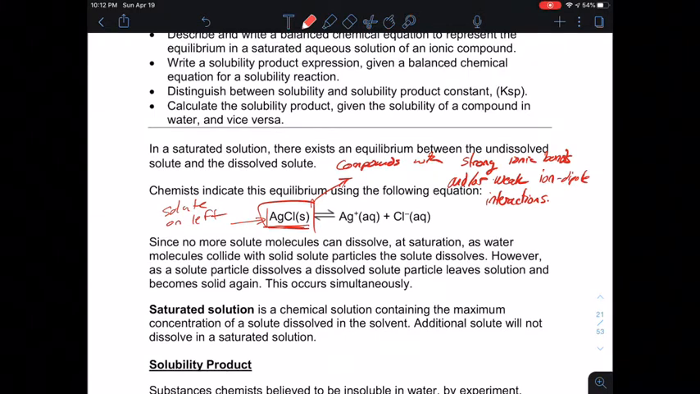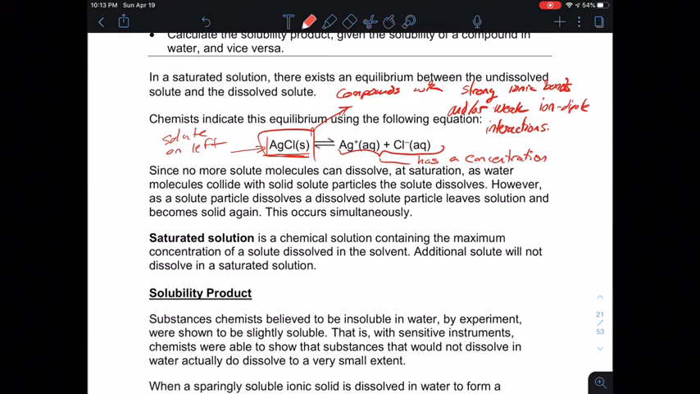Now, once again, I'm going to remind you that if it is aqueous, then it has a concentration, and therefore, if it has a concentration, there will be an effect from increasing or decreasing those concentrations in terms of shifting the solubility to the left or the right.